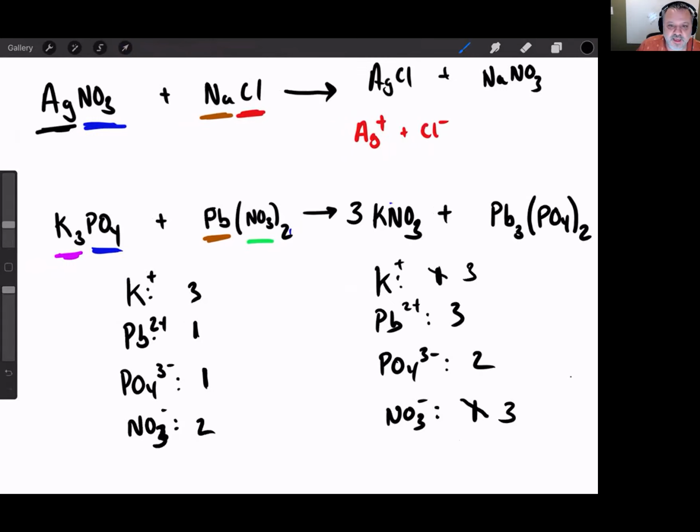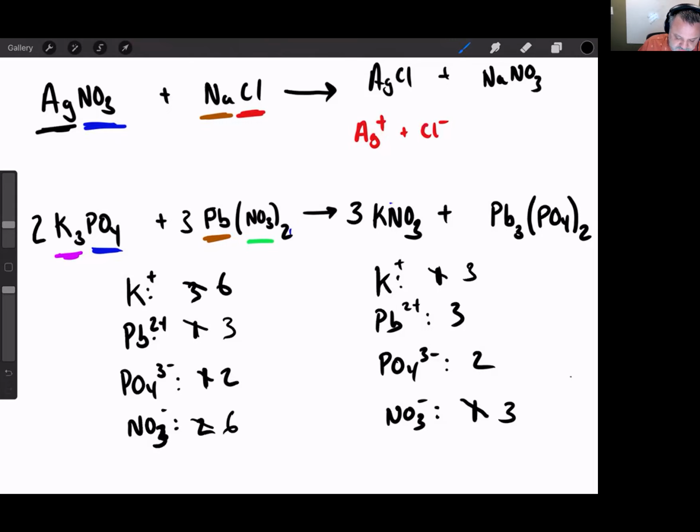Okay, let's work on lead. I've got 3 on the right and 1 on the left. So I put a 3 there. That changes the number of nitrates, and also changes the number of lead. All right, what about phosphate? Well, I've got 1 here on the left, 2 on the right. So I've got to go back. Oh, man. Now I've got 2, but now I've changed this.